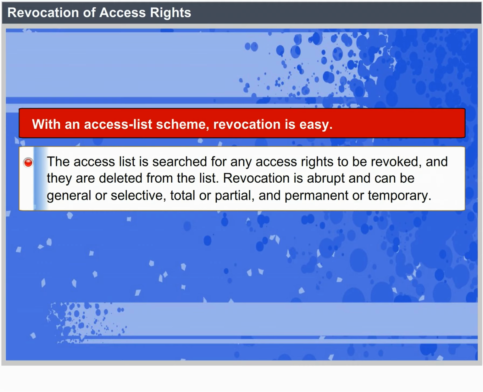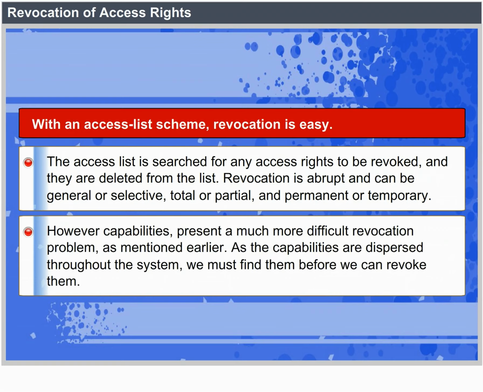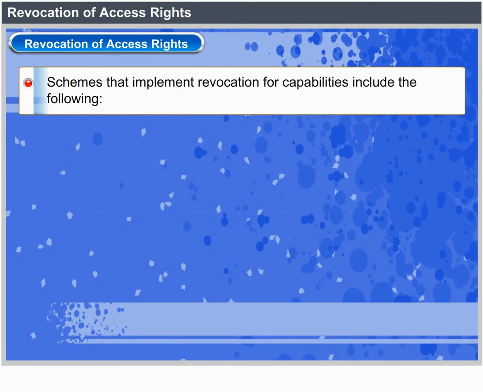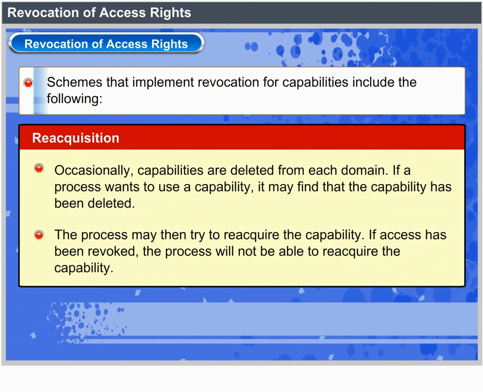Capabilities, however, present a much more difficult revocation problem, as mentioned earlier. Since the capabilities are distributed throughout the system, we must find them before we can revoke them. Schemes that implement revocation for capabilities include the following. Reacquisition: periodically, capabilities are deleted from each domain. If a process wants to use a capability, it may find that the capability has been deleted. The process may then try to reacquire the capability. If access has been revoked, the process will not be able to reacquire the capability.